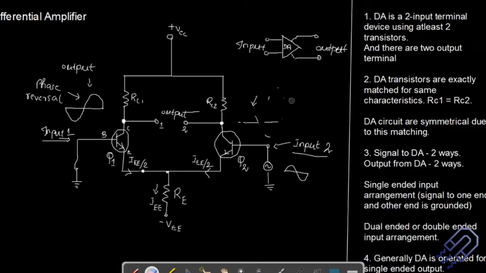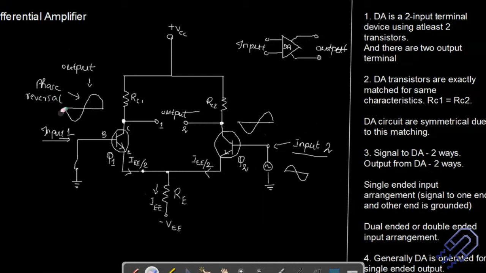So maybe I can rub this off. So you have to draw another circuit diagram. Don't make a hodgepodge on the same diagram, it will be very confusing for you. So now what happens is if I'm going to take the signal on this end, I'm going to get a phase reversal. No doubt it will be amplified, but I'm going to get a reverse phase. So this is the output that I'm going to get on this end, if I am giving an input on this signal.